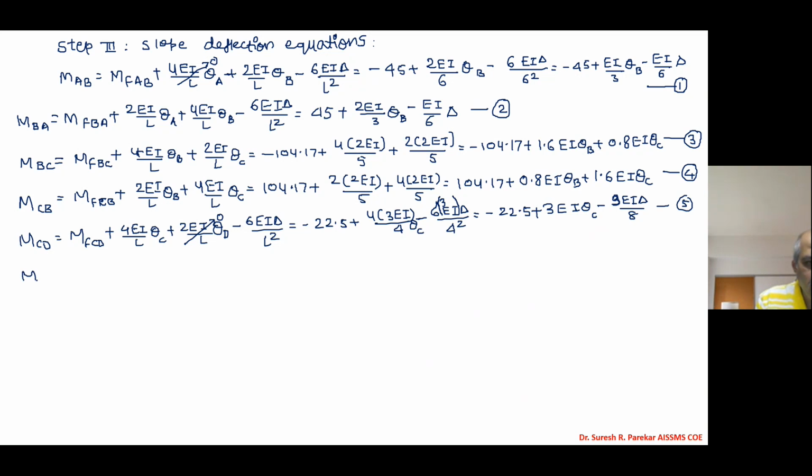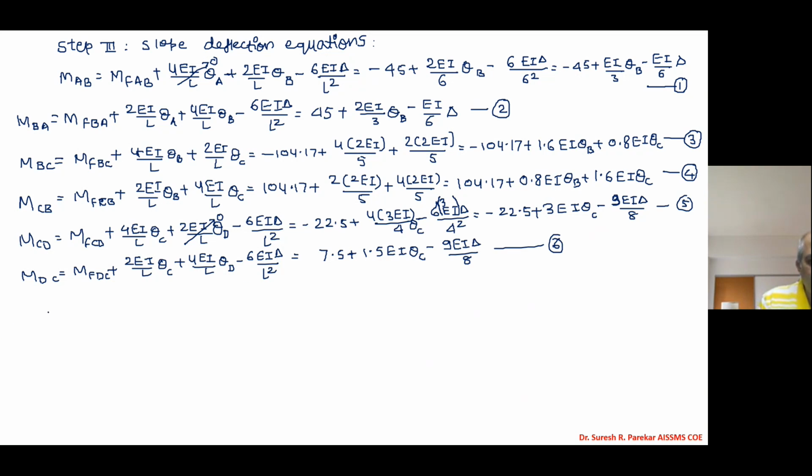Then we have MDC. So MFDC plus 2 EI upon L theta C plus 4 EI upon L theta D minus 6 EI delta upon L square. And if we substitute the values, we will get 7.5 plus 1.5 EI theta C, and delta as it is, 9 EI delta by 8, which is equation number 6.